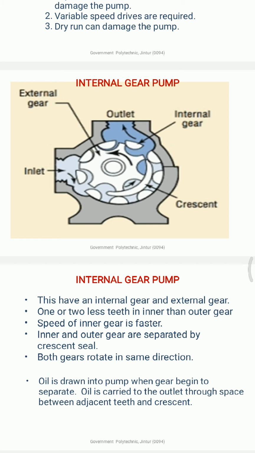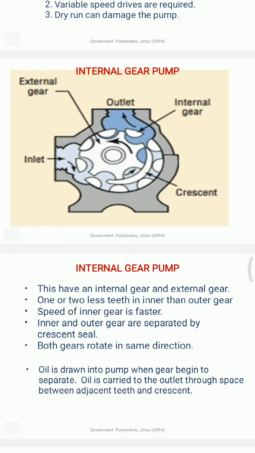Speed of the inner gear is faster. Inner gear rotates at a faster speed. Then inner and outer gear are separated by a crescent seal. Now this is the crescent seal. It is used for minimizing the friction, and also to fill the gap between the external and internal gear. Both the gears rotate in the same direction. In the previous case, in an external gear pump, the gears rotate in opposite directions. Here in an internal gear pump, both the gears rotate in the same direction.